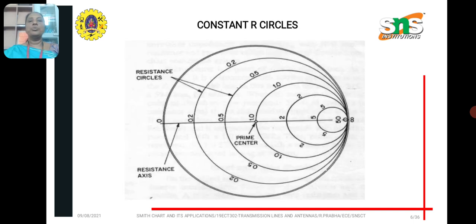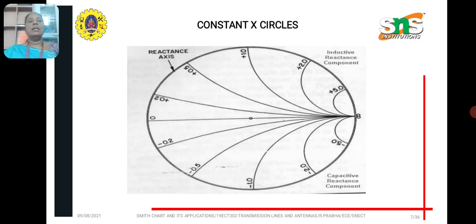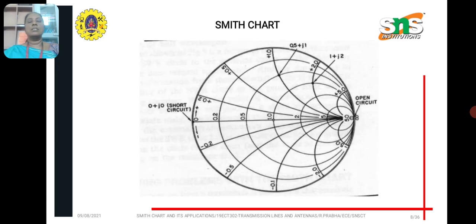And there are two types of circles in this diagram. One is called constant R circles, which is shown in the diagram, or this is also called constant resistance circles. And the next family of circles is constant reactance circles, or constant X circles. So the combination of constant R circles and X circles is called a Smith chart. That is, the Smith chart is nothing but the superposition of two families of circles, one is constant R circles and another one is constant X circles. So this is the picture of the Smith chart.